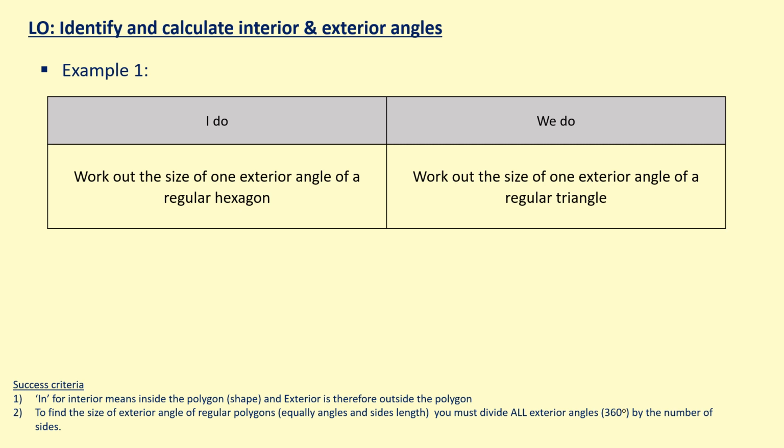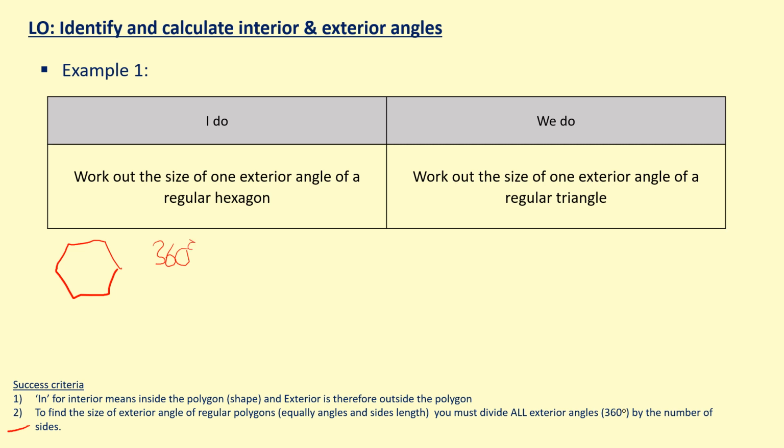So in the I do section, it's telling me to work out the size of one exterior angle of a regular hexagon. So I need to know my shapes here. A hexagon has 6 sides, doesn't it? Okay, and on the last slide, in success criteria number 2, if you can't remember, it's there to guide us, as always. To find the exterior angle, we must divide 360 degrees.